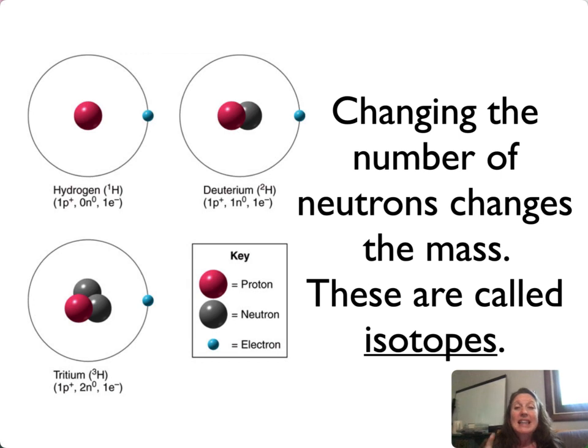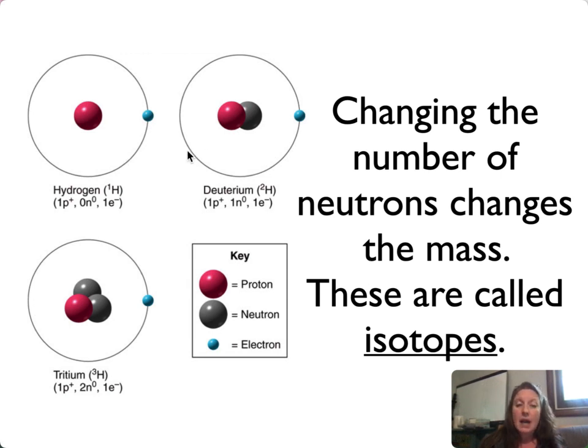Now remember, the identity of an atom has to do with its protons. So as long as we leave the proton number the same, we still have the same element. Now, what you see here is a hydrogen atom. I did not put the thing from the periodic table there, but the atomic mass of hydrogen is 1 point something. So that tells us that we have one proton, no neutrons, and one electron. This is the most common form of hydrogen.